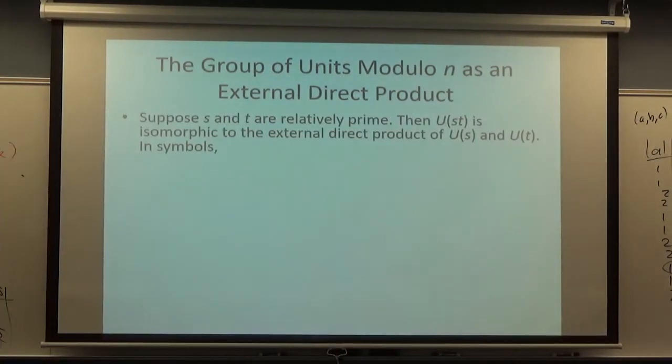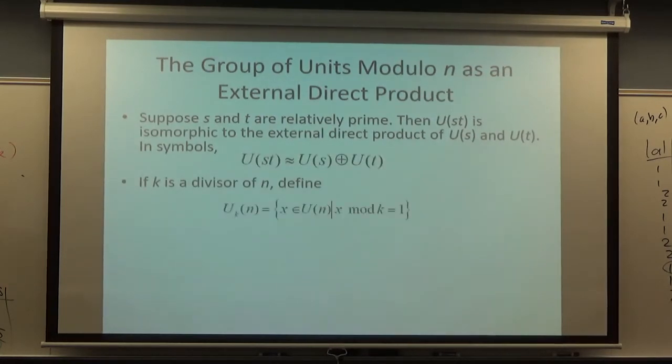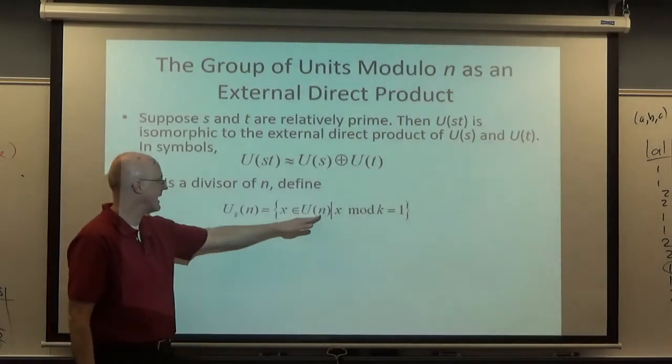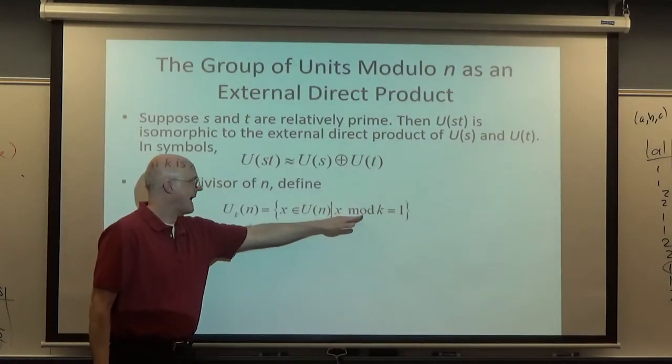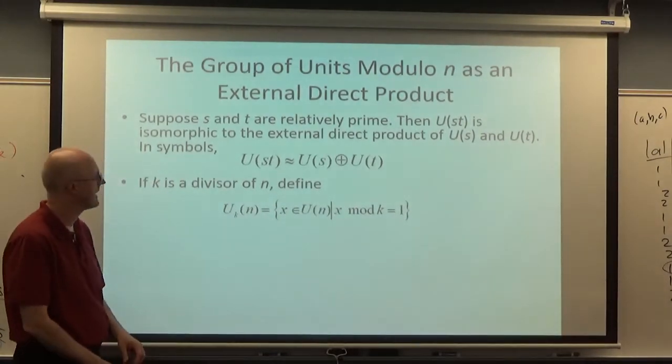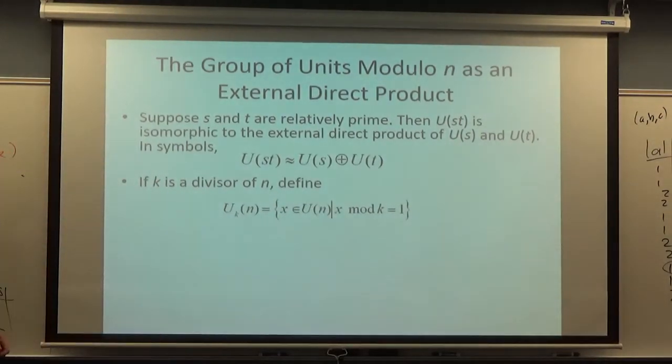This one's a little tricky. Suppose S and T are relatively prime. Then the U group, U(ST), the group of units modulo S times T, is isomorphic to the external direct product of U(S) and U(T). And the tricky part is this next part. If K is a divisor of n, we define this thing, U sub K of n, to be everything in U(n) that when divided by K gives you 1 for the remainder. x mod K equals 1. That turns out to be a subgroup of U(n).